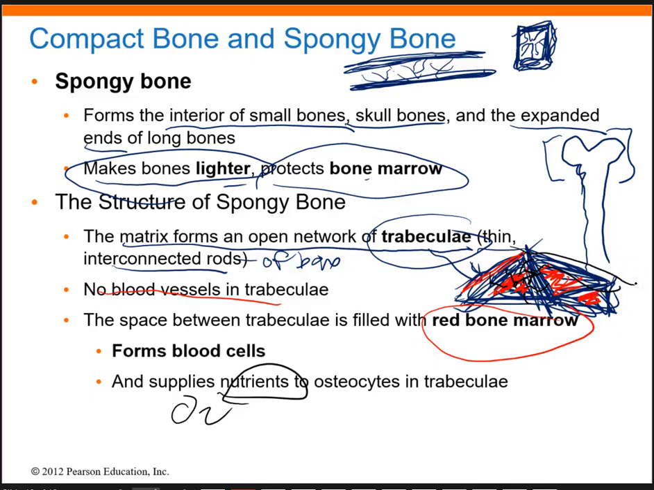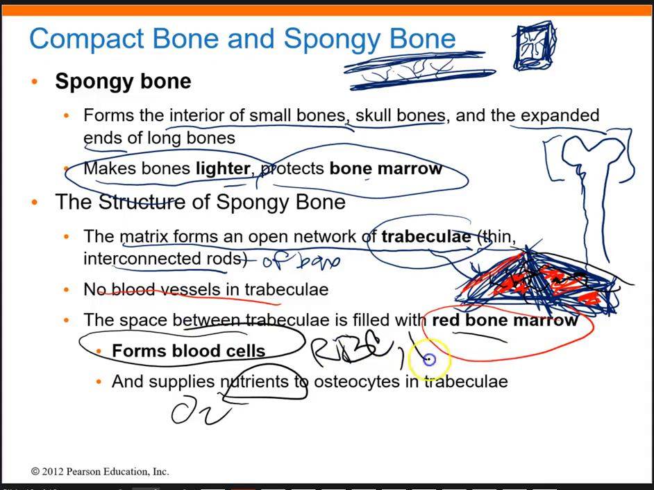They're really small, and all of the good stuff can go straight from the red bone marrow into the bone tissue. Again, the point of this red bone marrow is that that's where we form our blood cells. We said that includes red blood cells, white blood cells, and platelets.